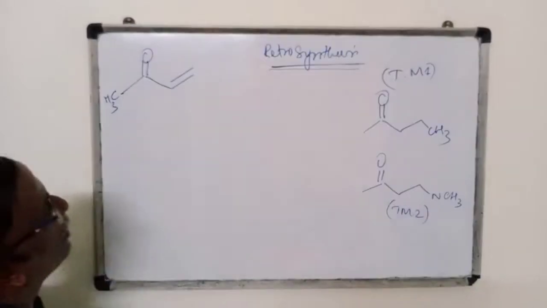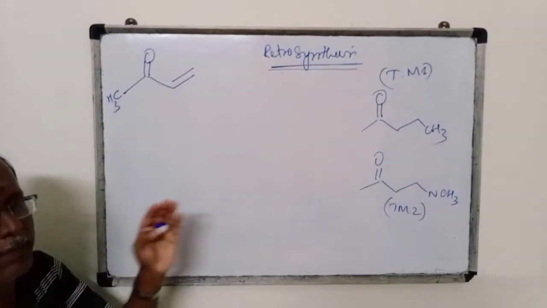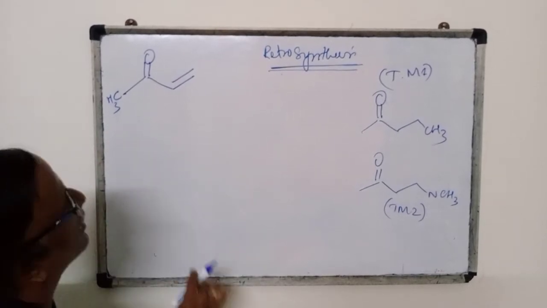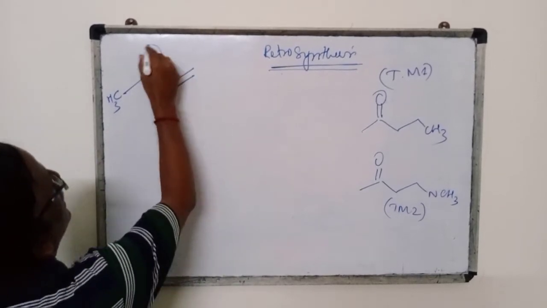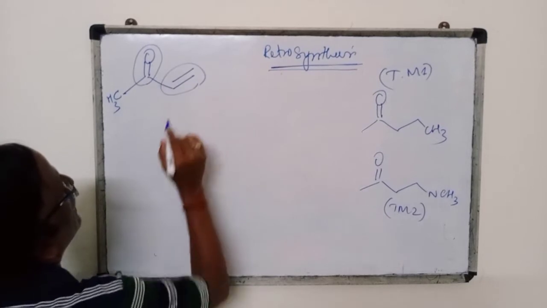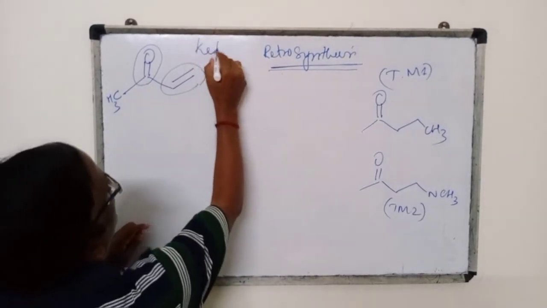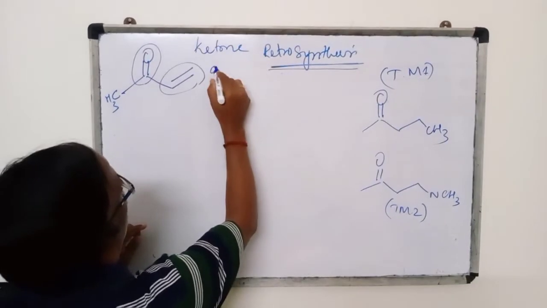Okay. Now, in continuation of my previous class, I would like to take up one more substrate. You can see here that you have two functional groups. What are they? They are a keto group, which is a ketone, and the other one is the olefin.